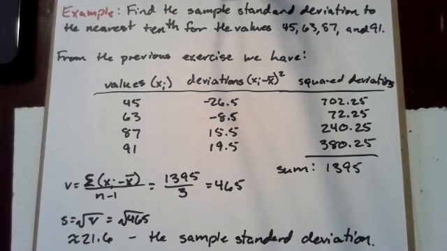The square root of 465 rounded to the nearest tenth is 21.6. That is our sample standard deviation.